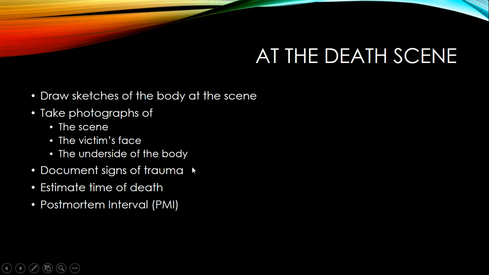So you would make sure to document any signs of trauma. You would estimate time of death using the evidence that you have available to you. So they'd take the temperature of the liver or rectally, depending on the condition of the body, to estimate time of death, as well as looking at the rigor mortis, livor mortis, and possibly the insect evidence. And that is going to indicate to us what that post-mortem interval is, or the range of time after death.